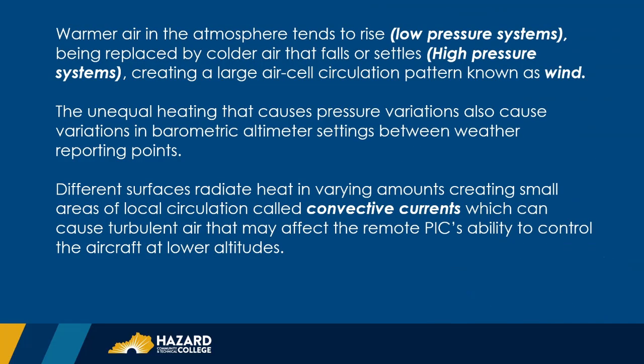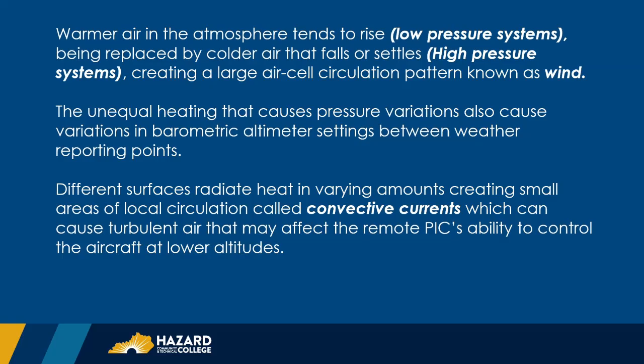Warmer air in the atmosphere tends to rise, being replaced by colder air that falls or settles, creating a large air cell circulation pattern known as wind. The unequal heating that causes pressure variations also causes variations in barometric altimeter settings between weather reporting points.